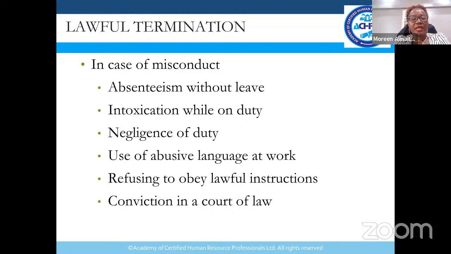These instructions must be lawful, because if somebody tells you maybe to steal something on behalf of a company and you refuse, it cannot be considered a misconduct because it is not lawful to steal.